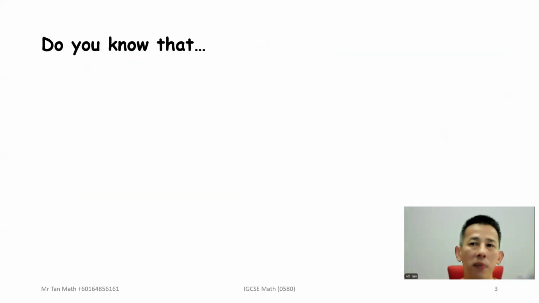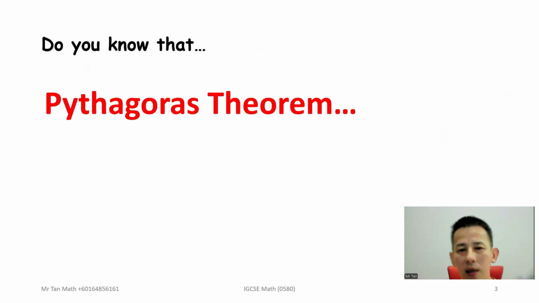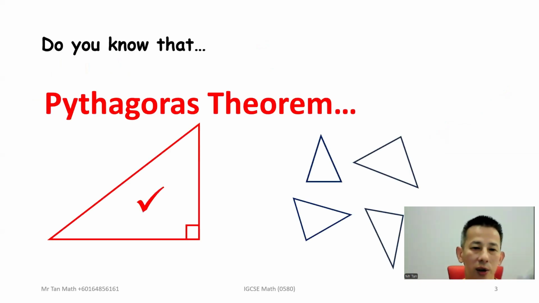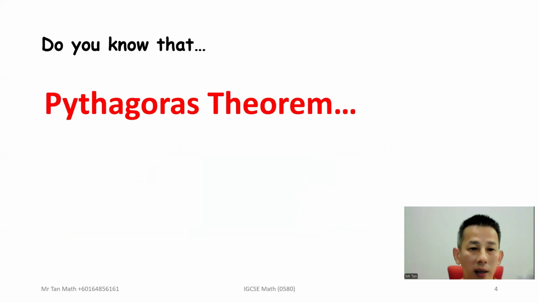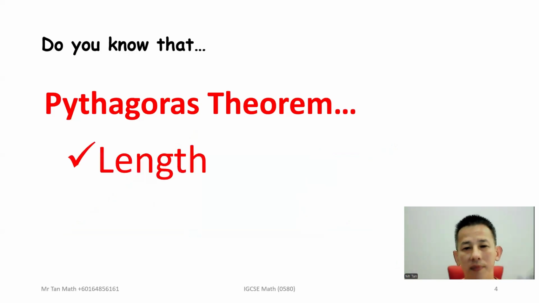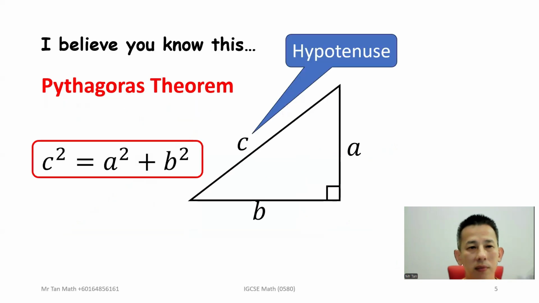So before we move on, do you know that Pythagoras theorem only works for right angle triangles and it doesn't work for non-right angle triangles? And Pythagoras theorem can only be used to find the length and not the angle. I believe you know this. This is the Pythagoras theorem, and we can use this to find the length in the right angle triangle.